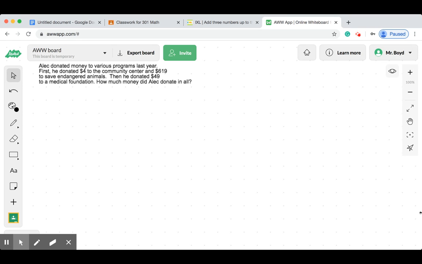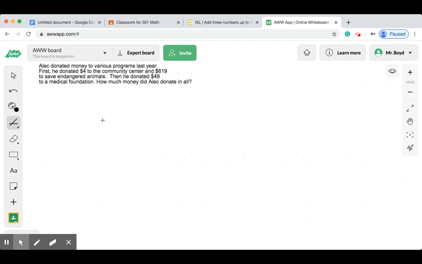And as good readers, we reread. Alec donated money to various programs last year. First, he donated $4 to the community center and $619 to Save Endangered Animals. Then he donated $49 to a medical foundation. How much money did Alec donate in all?